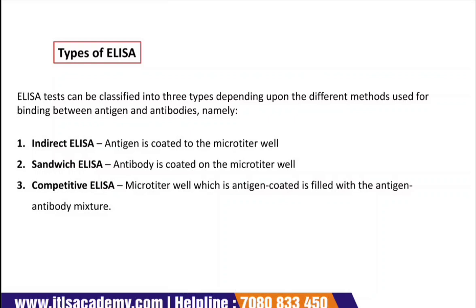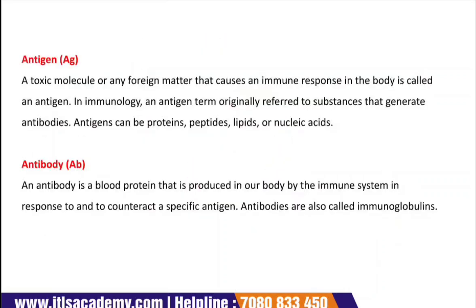Before going into detail, let us understand two words, antigen and antibody, because I will be using these two words again and again in explaining the types of ELISA. So what is an antigen? It is a toxic molecule, or you can say antigens are foreign matter that cause an immune response in the body. Simply in one word, antigens are toxic molecules or any foreign matter. And what is an antibody?